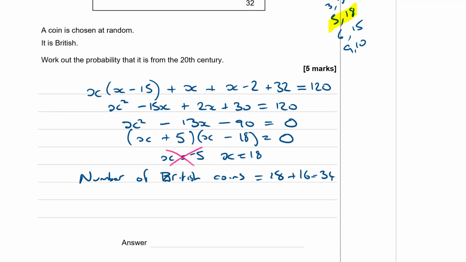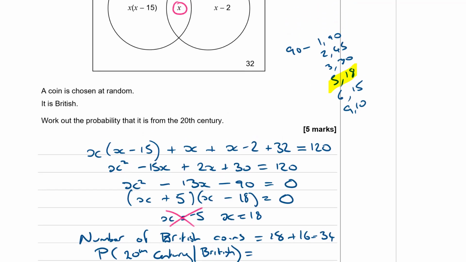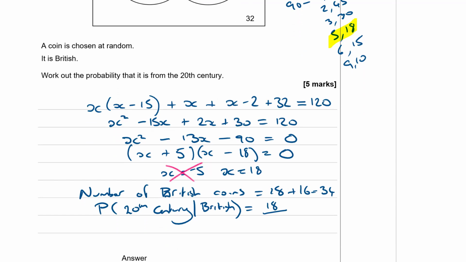So the probability that it is 20th century, given that it is British, is going to be, well, there are 18 there, aren't there, to pick from, out of a total of 34. So 18 over 34.